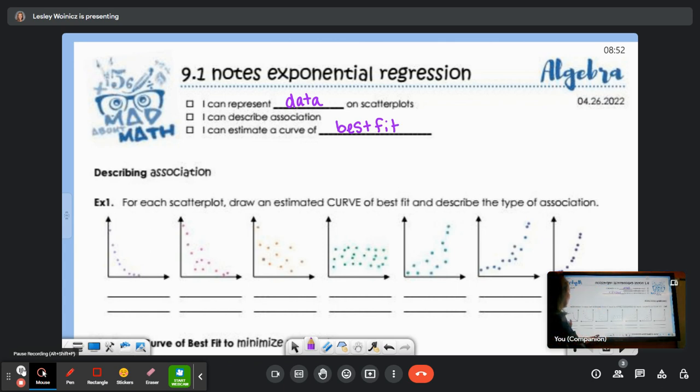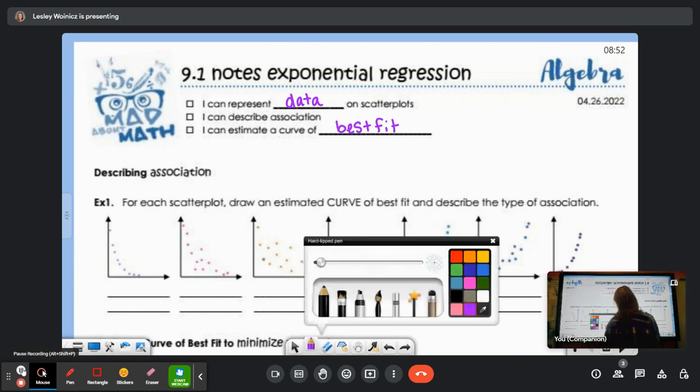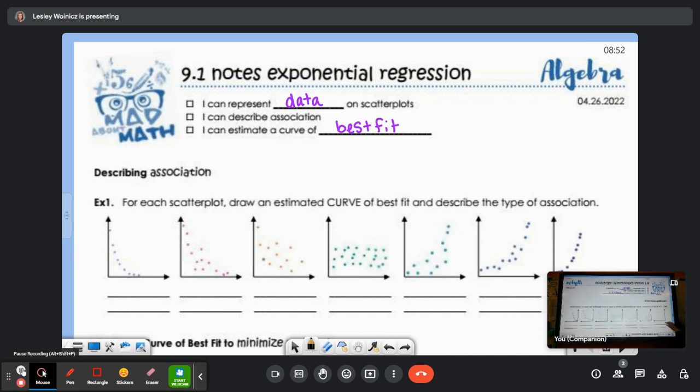Okay, so here we have an array of scatter plots, and we're going to draw an estimated curve of best fit and then describe each association. I'm going to start on the left. You can see that this looks like the exponential decay graphs that we did in Unit 7. I can actually draw an exponential curve that goes through these points. If my data points fall on my curve of best fit, I say that it's a perfect association. They have to all be on the curve to be perfect. Okay, so this is obviously decaying. So when we're describing that association, we say that that is a negative association. So this is perfect and negative.